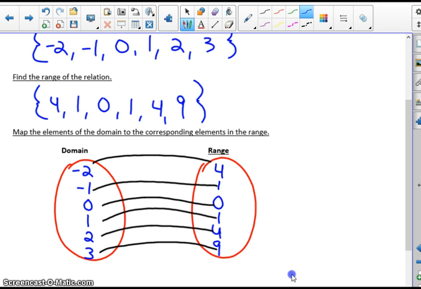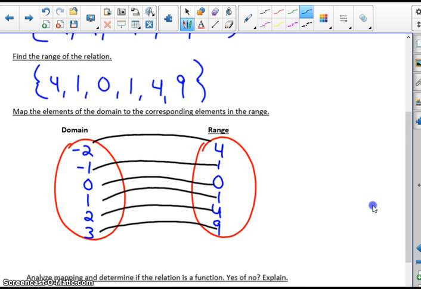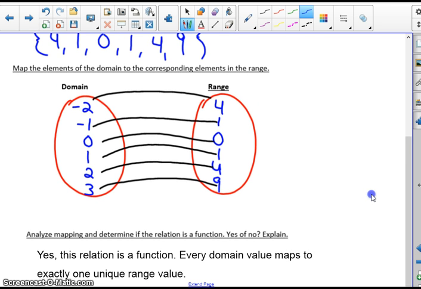So it appears that every domain value maps to exactly one unique range value. So this relationship is a function because every domain value maps to exactly one unique range value. -2 goes to 4, -1 goes to 1, 0 to 0, 1 to 1, 2 to 4, and 3 to 9. So this is a function.